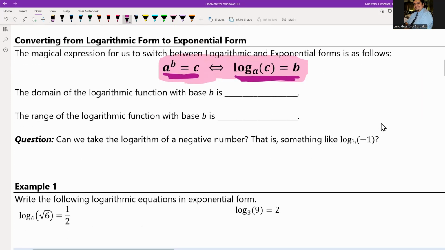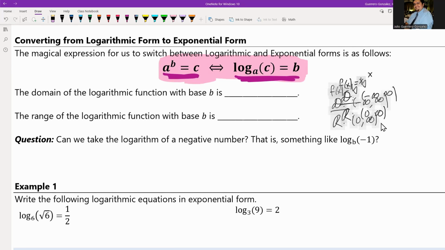Hopefully you guys remember that if you have the domain and range of a particular function, the domain and the range flip for the inverse, okay? So I'm going to go ahead and put it over here. If you have f of x equal b to the x, then the domain is going to be negative infinity to infinity, and the range is going to be 0 to infinity. Just as a quick refresher, and I'm going to move this over a little bit to give myself some room.